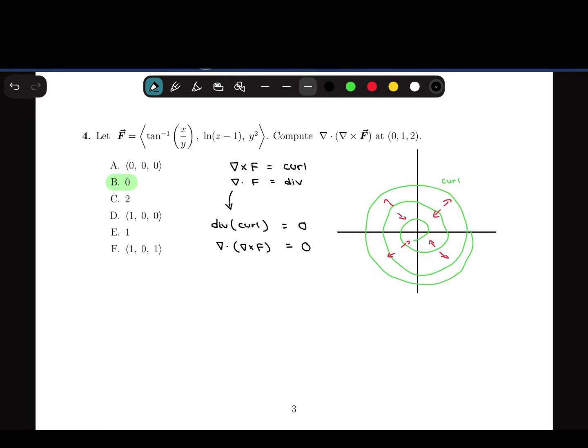And I hope if you ever come across a question like this, you realize and remember these properties, because this, if you compute all of it out, it would become 0, but you probably would have just taken 20 minutes for one question. So that's question number 4.